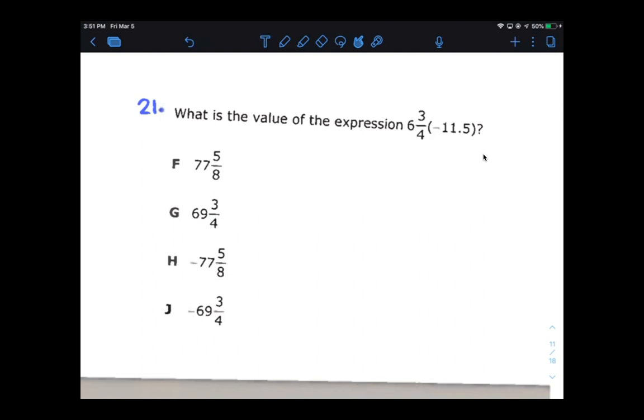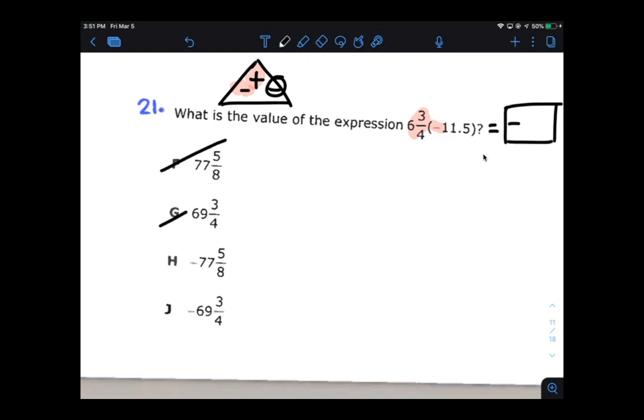So right away, you know that when you multiply a positive and a negative, we can use this handy dandy triangle and we go, okay, positive times a negative, whatever you don't circle or highlight is your answer. So our answer has to be negative for starters, right? So there we can eliminate two answers immediately. Then we're between H and J.